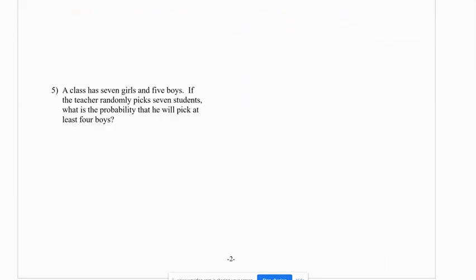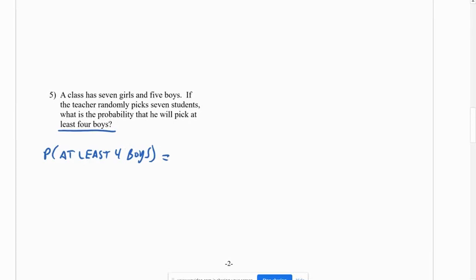In our last example, we have a class with 7 girls and 5 boys. If the teacher randomly picks 7 students, what is the probability that he will pick at least 4 boys? And so at least 4, probability of at least 4 boys equals, at least 4 means 4 or more.